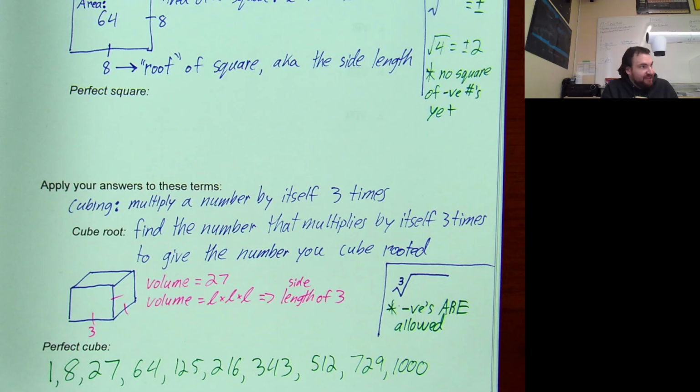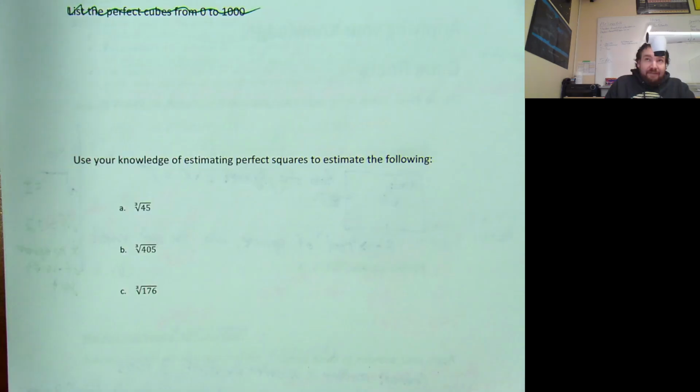Fantastic. Flip the page. It says to list the perfect cubes from 0 to 1,000. We already did that. It is going to be empty. Okay, so we want to try and estimate these.